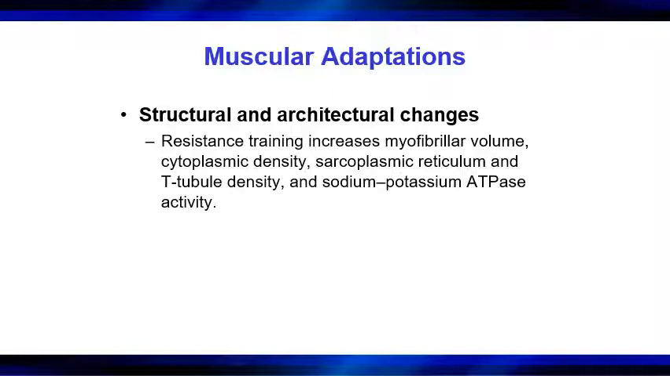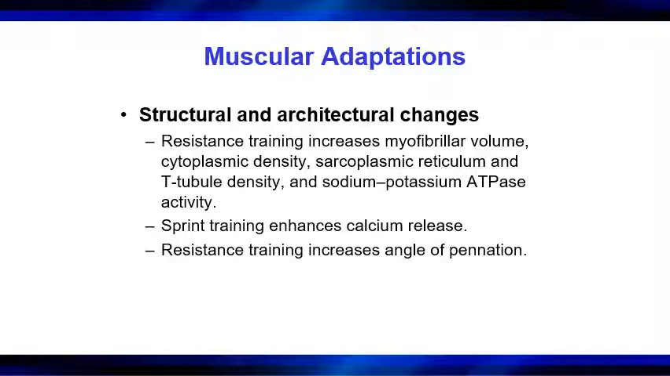What this does, these different items help to enhance muscle hypertrophy, or an increase in size of the muscle. Sprint training in particular will enhance calcium release. Obviously sprint training, short duration, will be utilizing the anaerobic energy systems, and that'll enhance calcium release. And then resistance training increases the angle of pennation. So you're looking at the architectural changes.